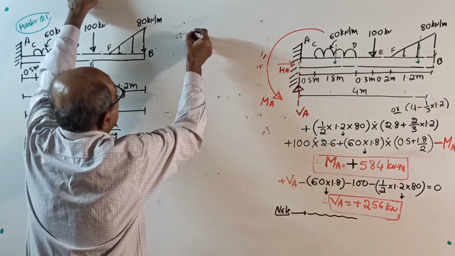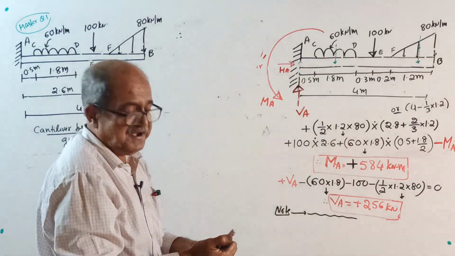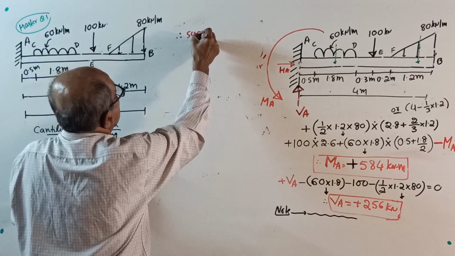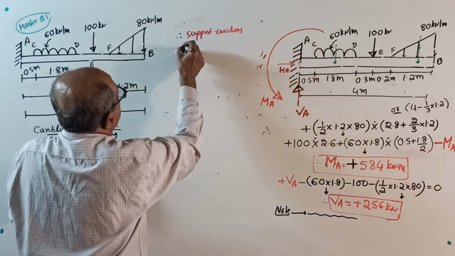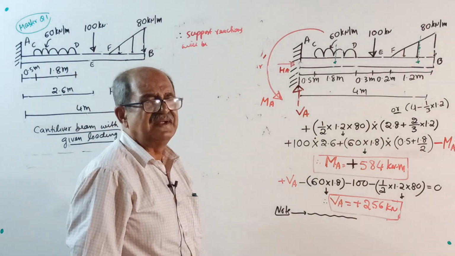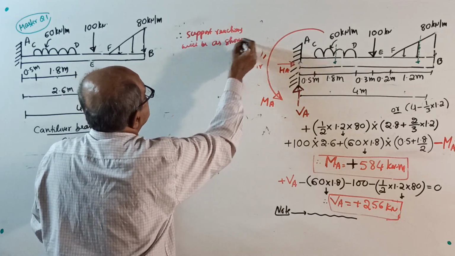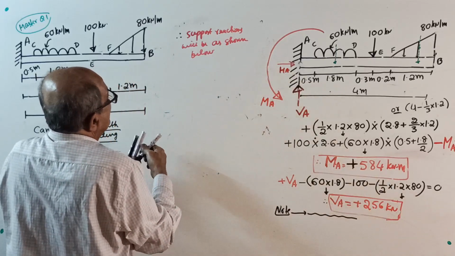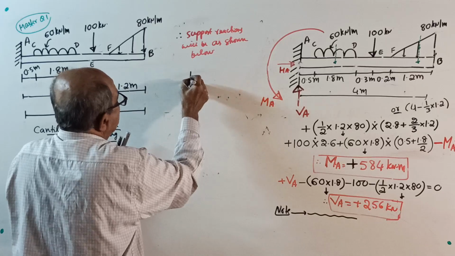Therefore, final conclusion now. We are writing the final verdict. Therefore, support reactions will be, you can write, support reactions for the given cantilever beam, as shown below. Below I will show it. Final answer. See, this is the beam, a little bigger. Okay, this is the beam.